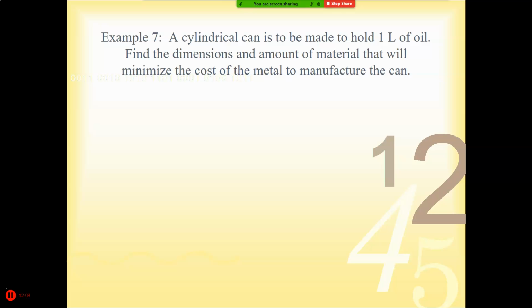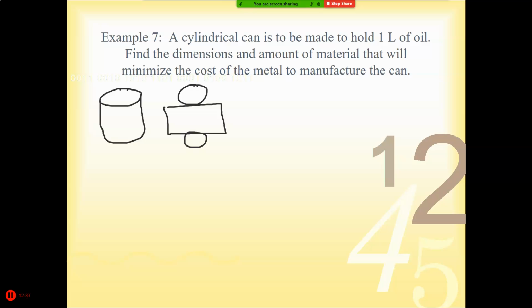It says a cylindrical can is made to hold 1 liter of oil. So a cylindrical can, if you recall from geometry, consists of 2 circles and a rectangle. A cylindrical can in 3D looks like that. Flattened it looks like this. It's 2 circles and a rectangle.